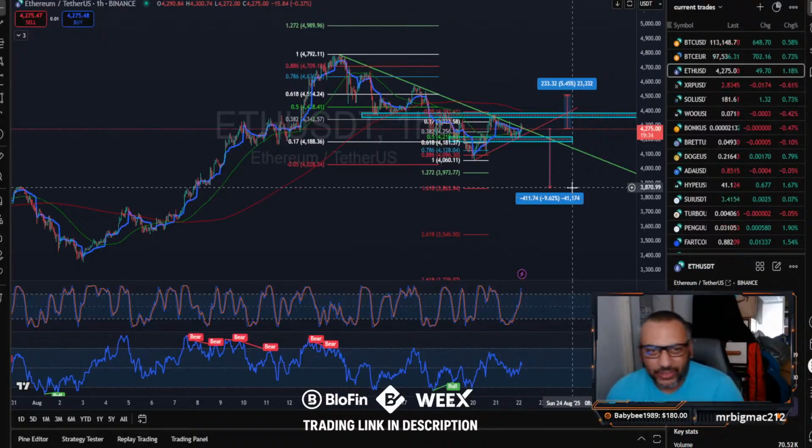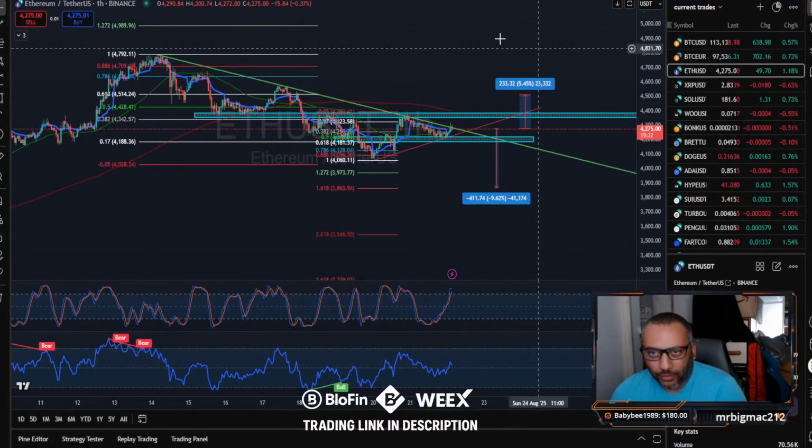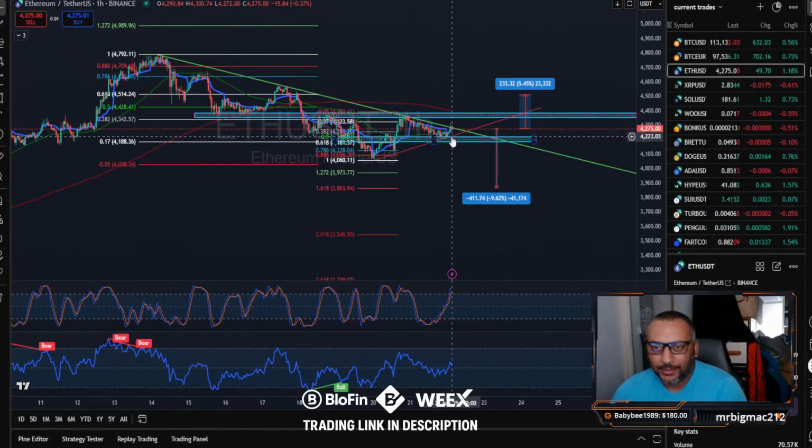So yeah, that's Ethereum right now. I think overnight, probably going to be Chop City, maybe a pullback. I don't know. Depends on how scared people are of their shadow.